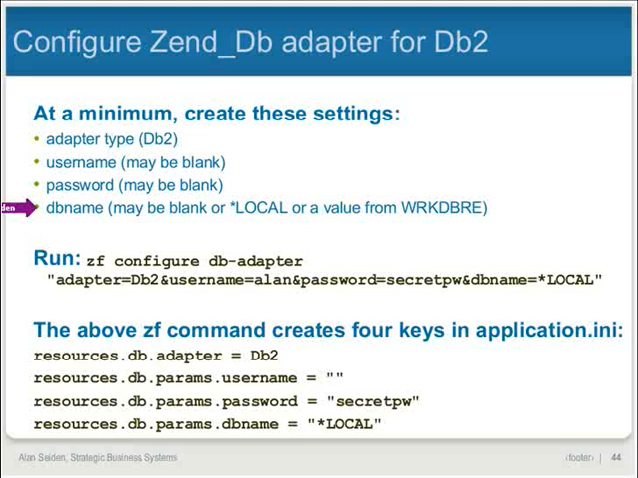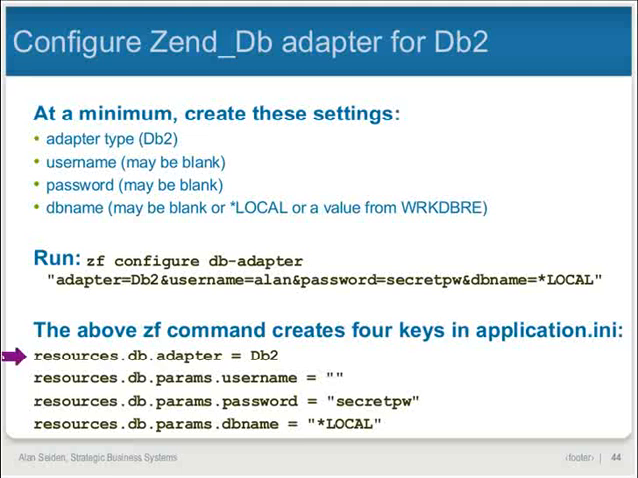Now here's your ZF command. It's long. This should be really one line here. Configure DB adapter, and then within quotes this long string. In this case, I'm saying DB2, passing in a username of Alan, secret PW, and *LOCAL. And then these resources will be created in an application.ini file. We haven't looked at it yet, but if you go in there you'll see that it creates these four lines for you, which is a nice starting point. It prevents typos.